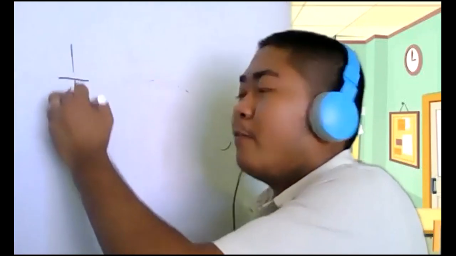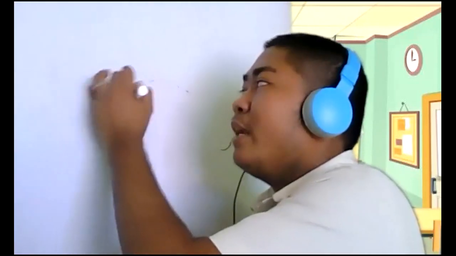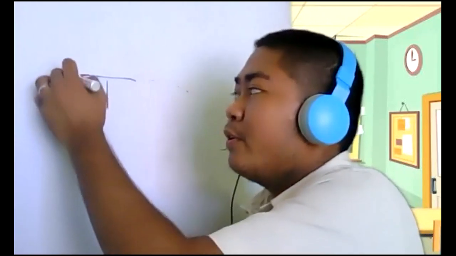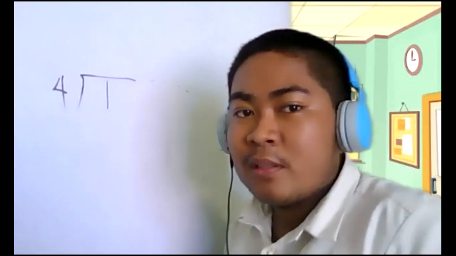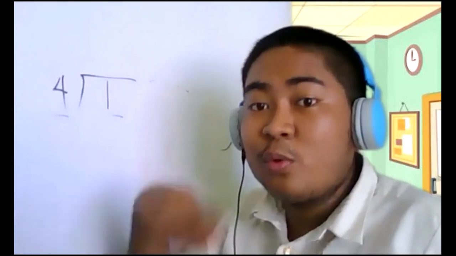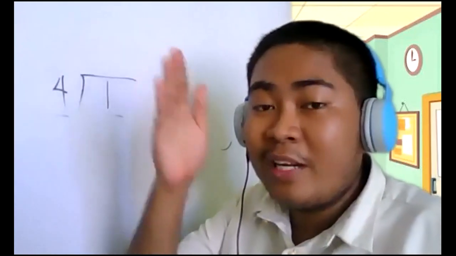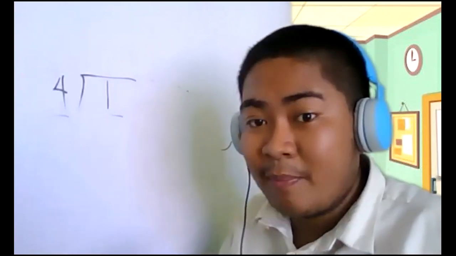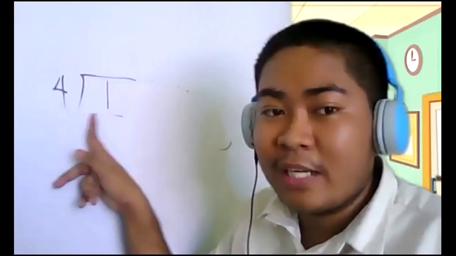Right? 1 divided by 4 becomes 1 inside and 4 outside. Right? This is the divisor, this is the dividend. So our numerator is the dividend, and the one outside is the divisor, the one from the bottom. This is the denominator from earlier.